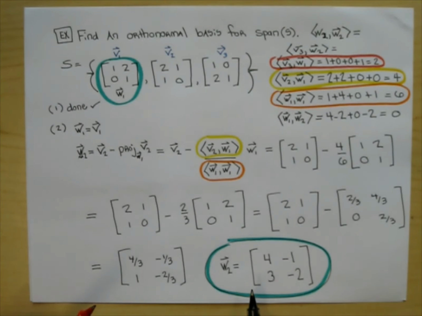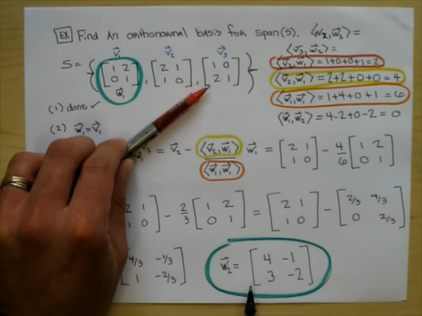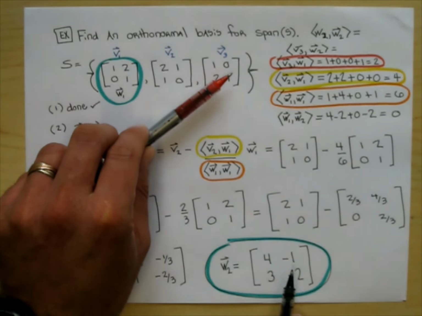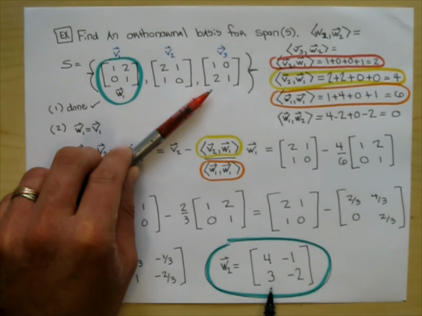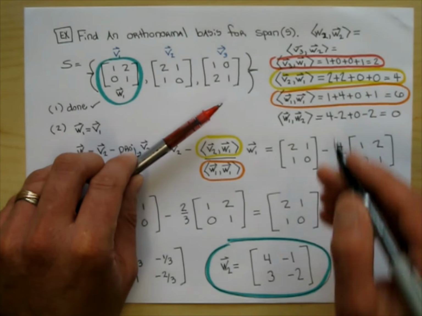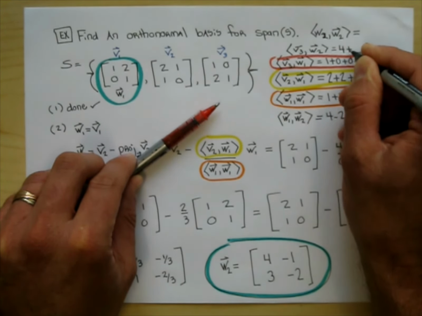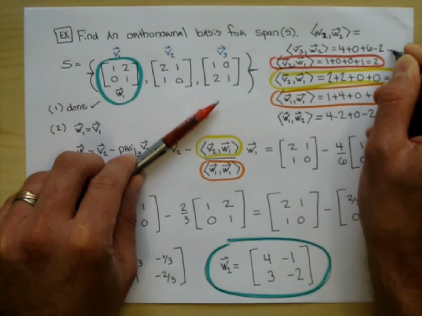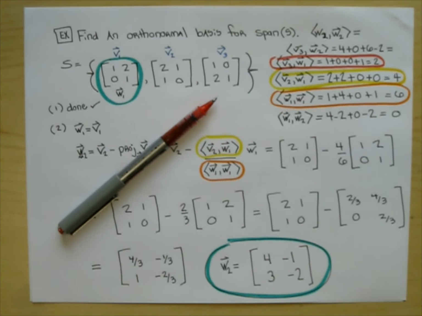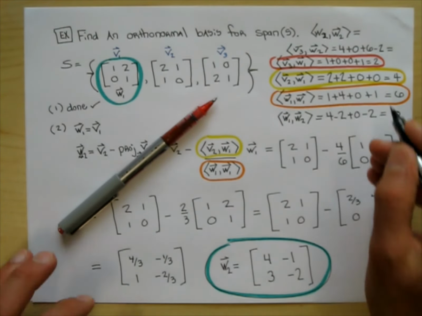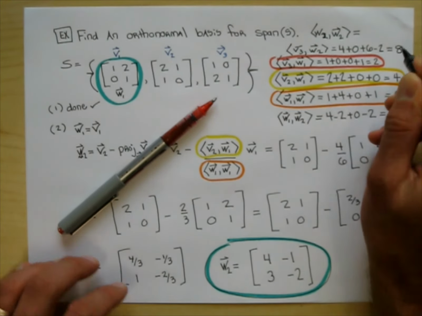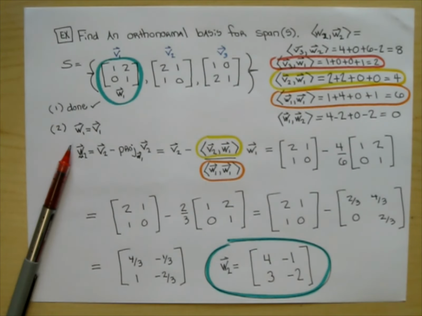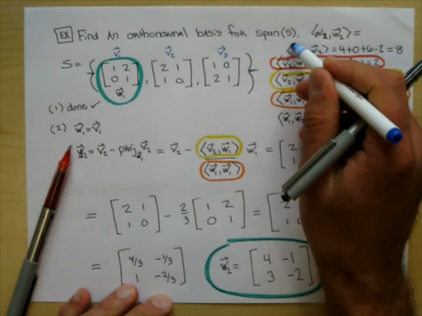So here is V3 and W2. This is going to give me 4 plus 0 plus 6 minus 2. Now what's that going to give me? Looks like it's going to give me an 8. Okay, I've got to try to use a color that I have not used. I'll circle this in blue.